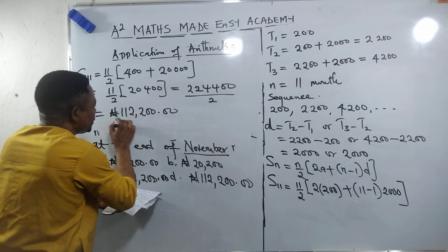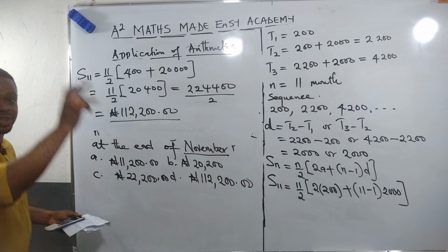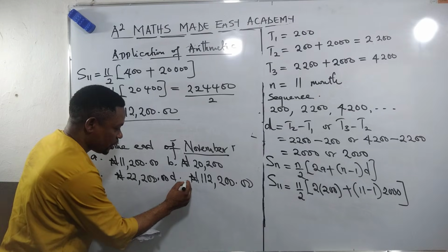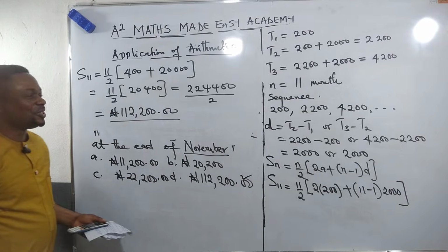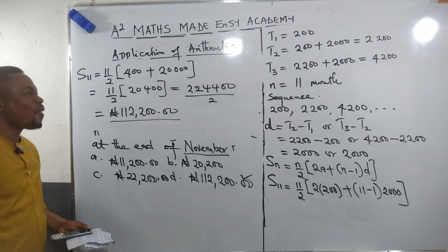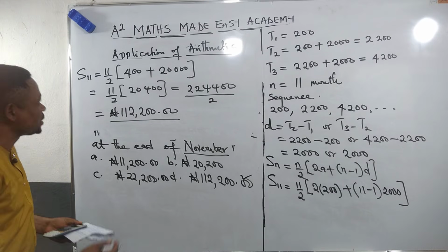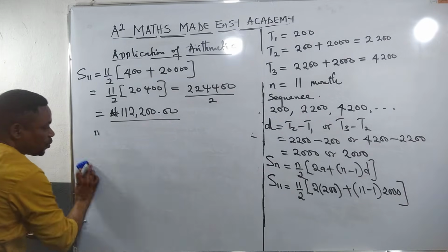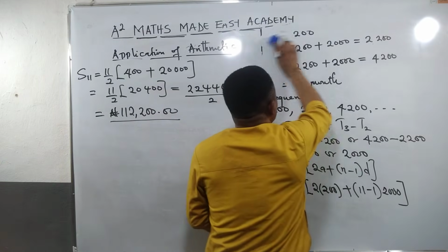Look at the amount that she says from January to what? November. So which means the correct answer in the option is option D. Is what? Option D. Have I made myself clear? Wow. Let us see more of this application of what? Arithmetic progression. Are you following? Can we move?